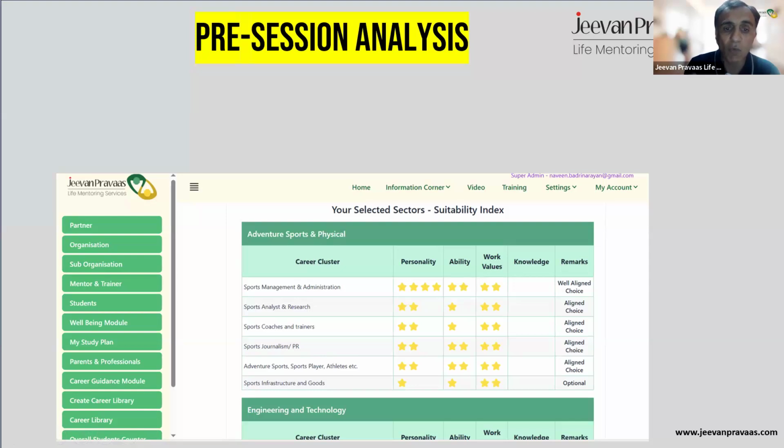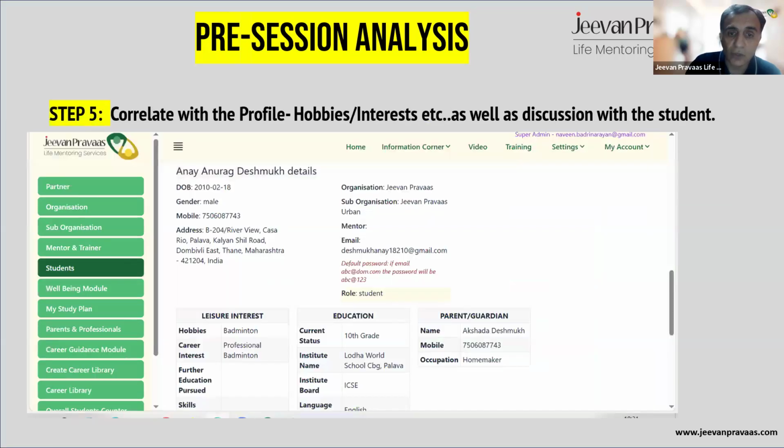But for that type of work, what kind of personality it requires, what abilities, work values, and knowledge it requires, that algorithm has been made in the backend. So it automatically shows a Likert scale here: most aligned, well aligned, aligned, optional, not recommended. These are the 5 options for all of them. Depending on the way you have entered your data in the system, the algorithm runs and throws open this Likert scale alignment matrix for all the career options in the system. So that is the next one.